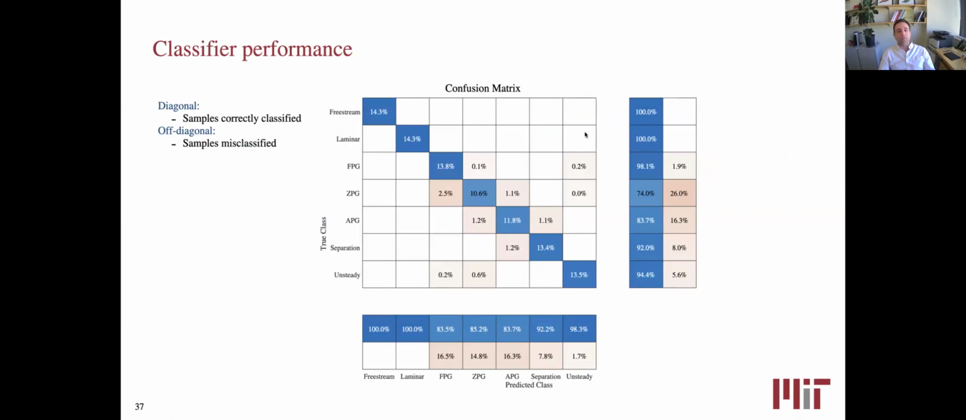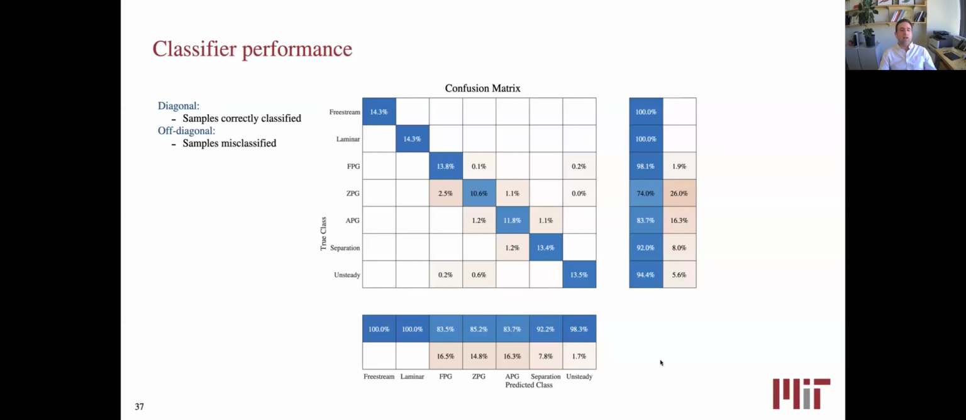So this is a way of measuring the performance of a classifier. What you see here is the different types of flows. It goes from free stream to unsteady, going through all of them. And the vertical axis is the true class. This is what they really are. Then the horizontal axis is the predicted class. It's what the model thinks they are.